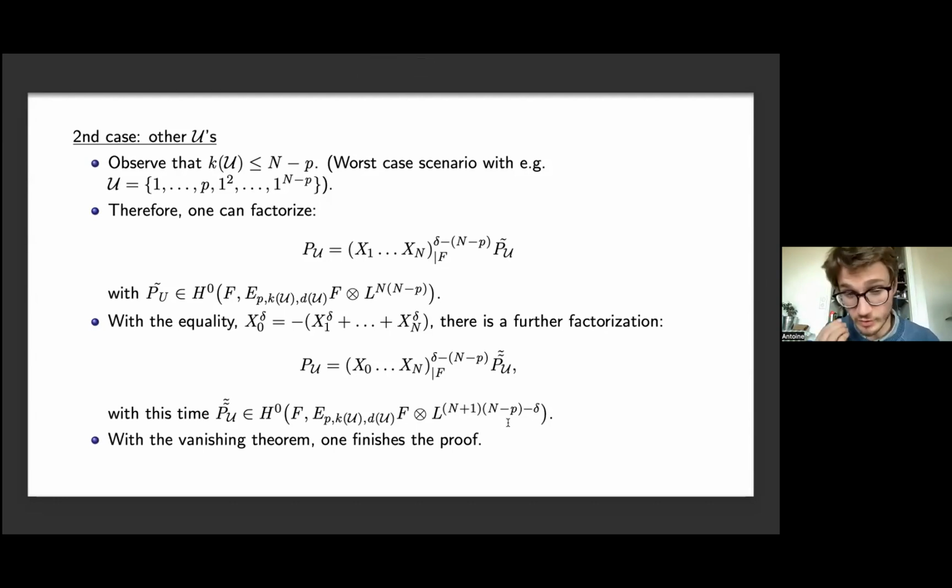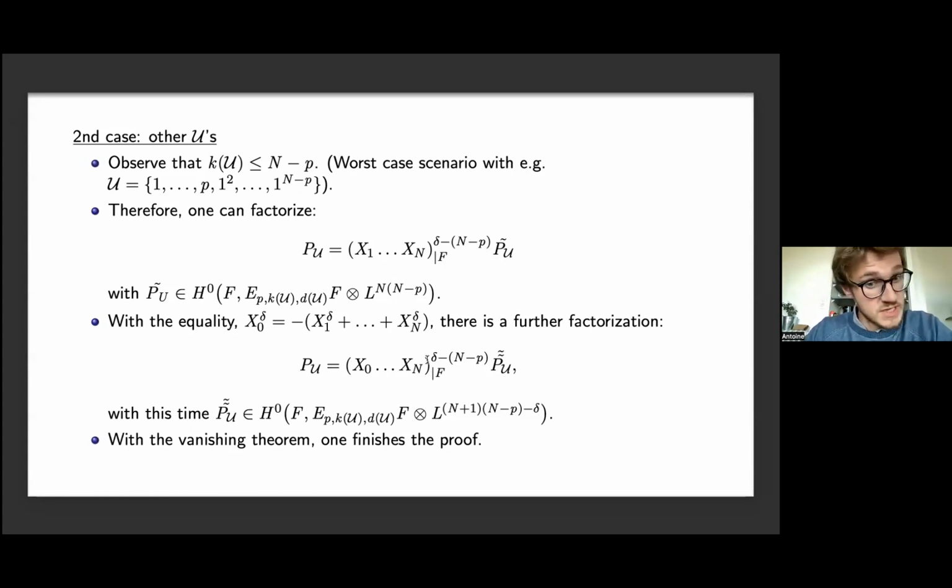So basically, this is very specific to the fact that we are on a Fermat hypersurface, allowing us to obtain already here a very nice factorization, still not enough to have something negative, but then with this equality, we can obtain something negative, and then use the general vanishing theorem, allowing us to conclude what we wanted.